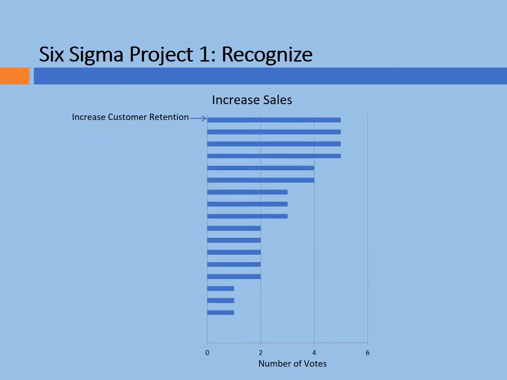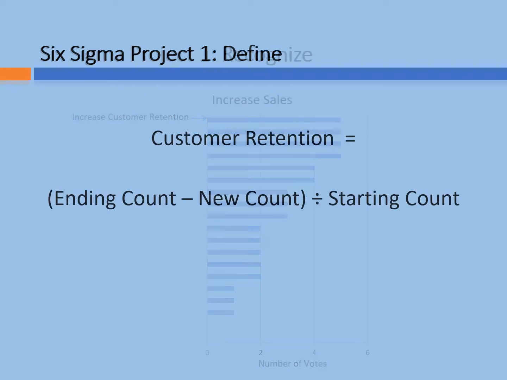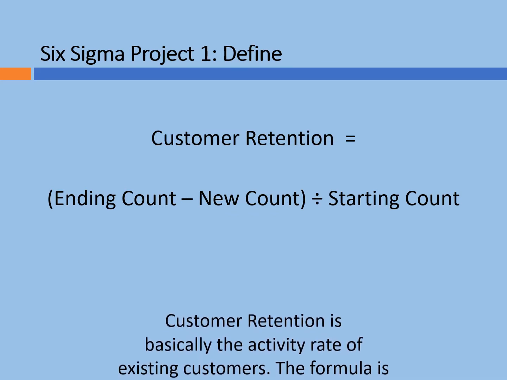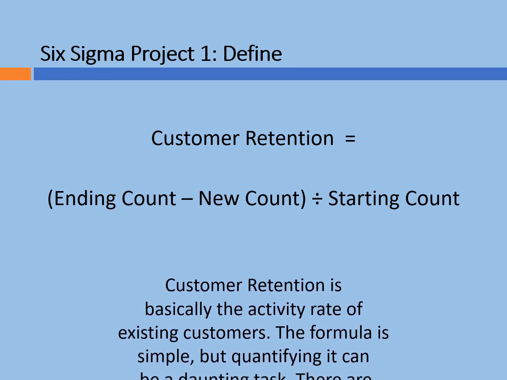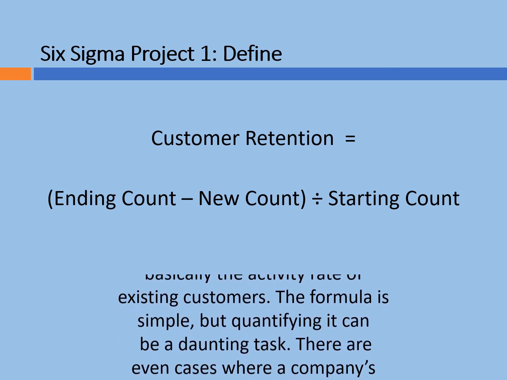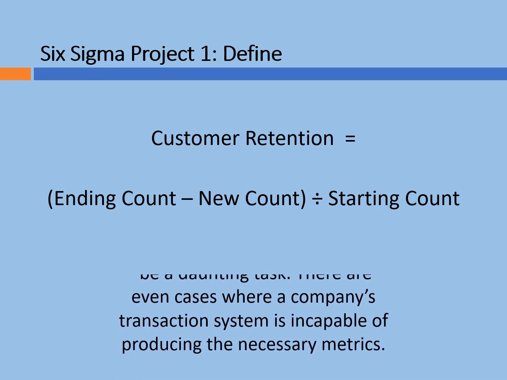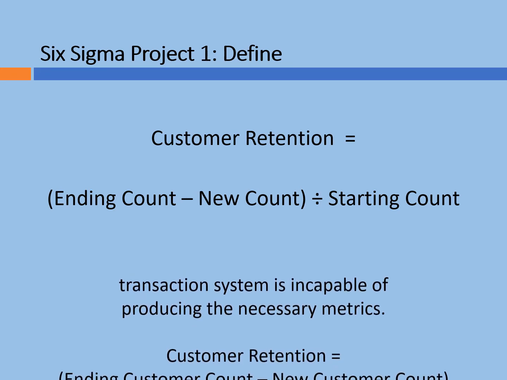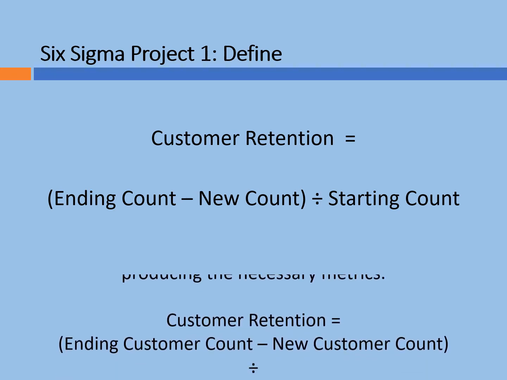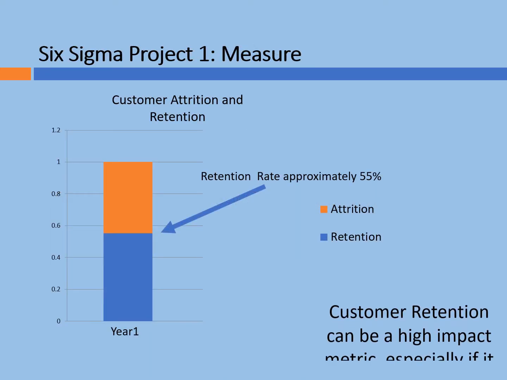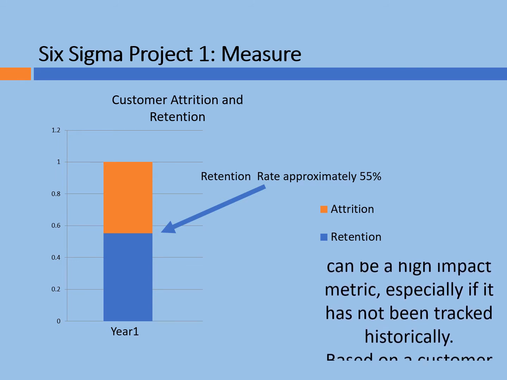After several rounds of high-level analysis, leadership has isolated a need for investigation into customer retention, as is often the case. Customer retention is basically the activity rate of existing customers. The formula is simple, but quantifying it can be a daunting task. There are even cases where a company's transaction system is incapable of producing the necessary metrics. Customer retention equals ending customer count minus new customer count divided by beginning customer count. Customer retention can be a high-impact metric, especially if it has not been tracked historically.